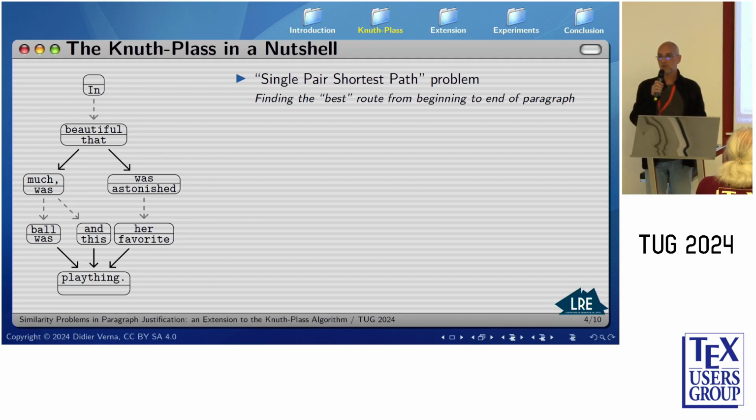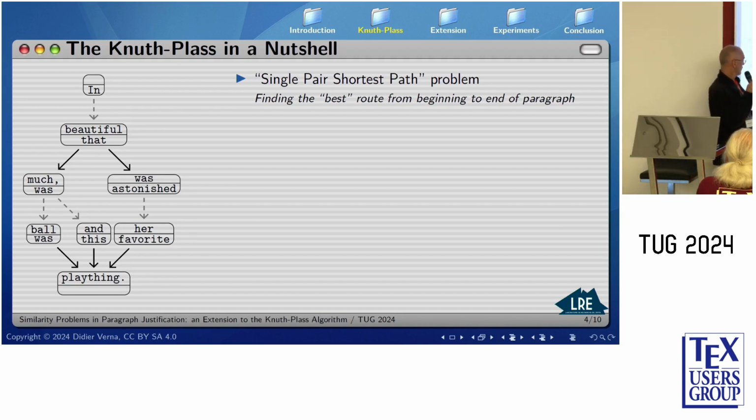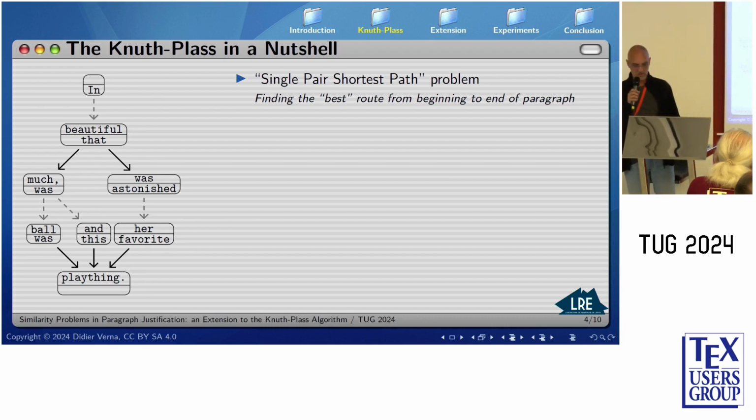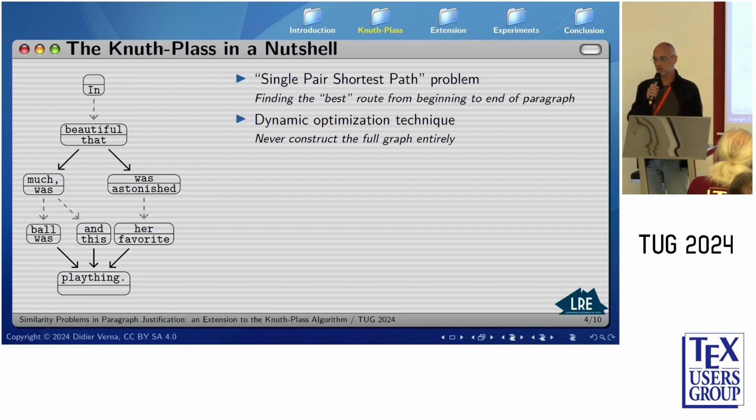The particularity in this one, which is the reason why we call it single pair, is that we're only interested in finding the best route from a single origin, which is the beginning of the paragraph, to a single endpoint, which is obviously the end of the paragraph. So you only have one origin node here, and you only have one terminal node here. Okay, so this is the formal representation of the paragraph justification problem.